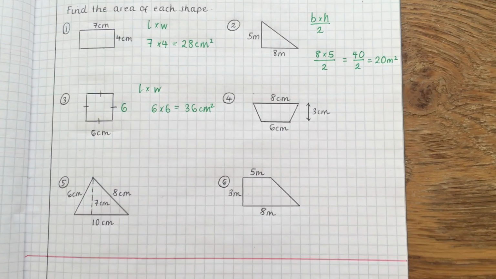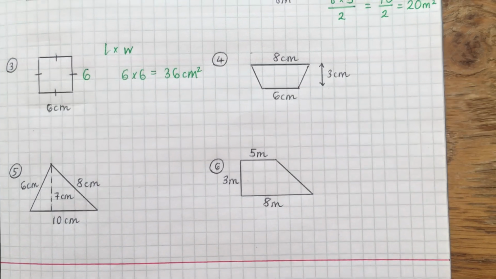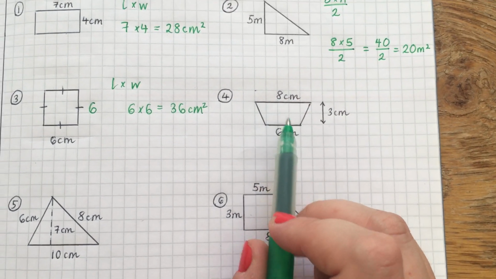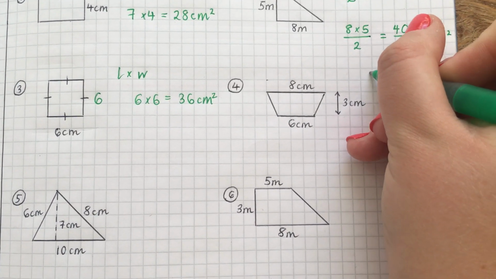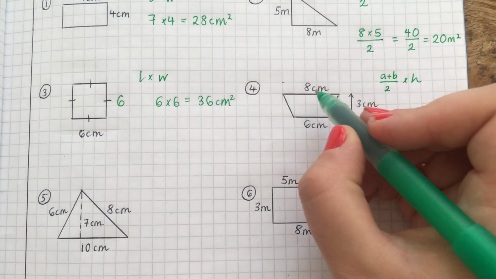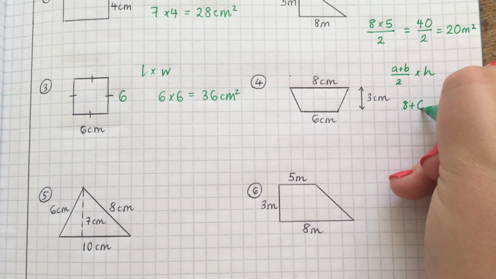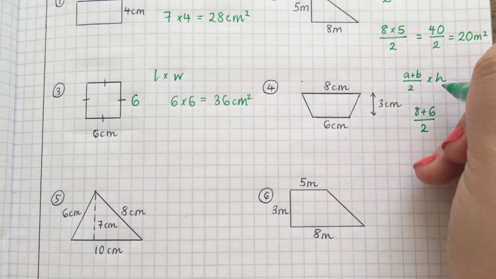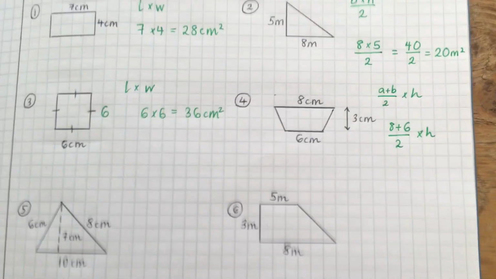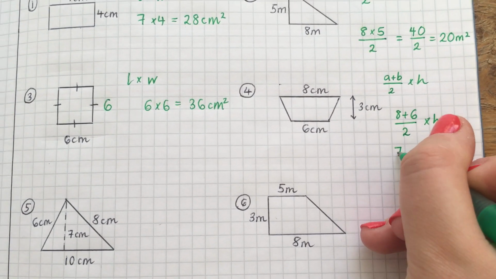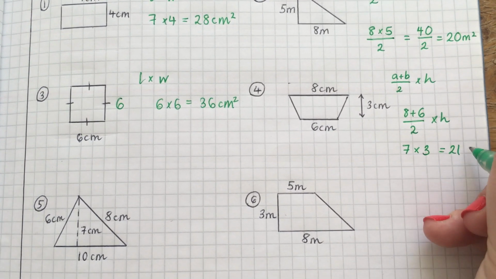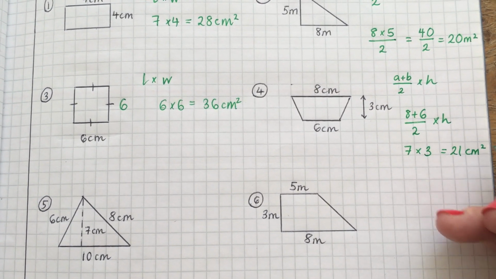Okay, nice and easy. Right, this shape here is a trapezium, and we know that because it's 4 sides and we've got a pair of parallel sides. So the formula for that, just to remind you, is a plus b divided by 2 times height. So we're going to be doing 8 add 6 divided by 2 times the height. So 8 add 6 is 14, divided by 2 is 7, and the height is 3. So we're doing 7 times 3, which is 21. Again, units, centimetres squared.